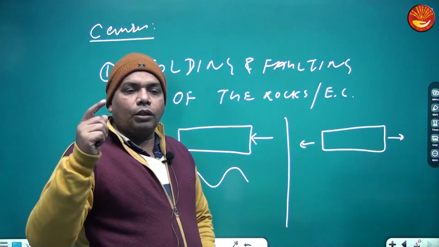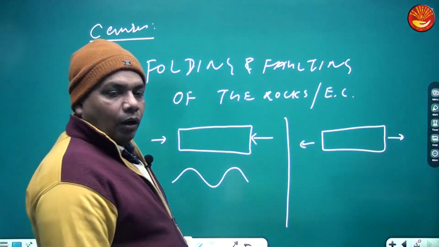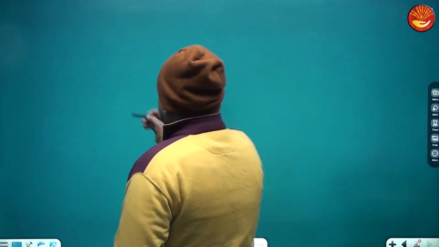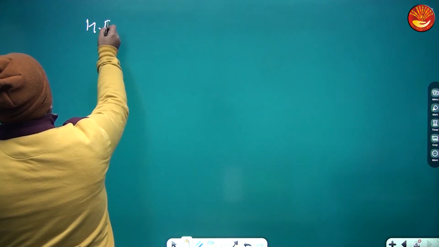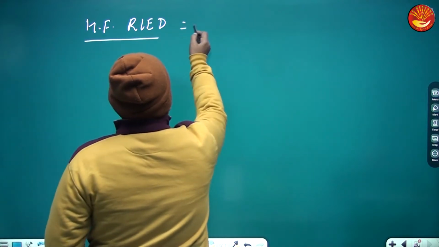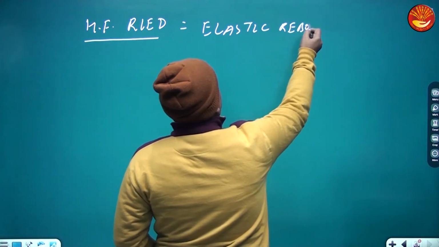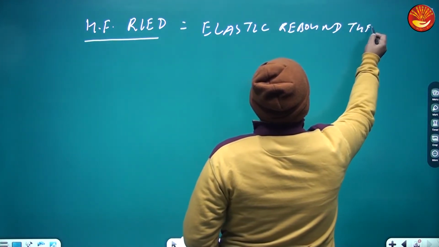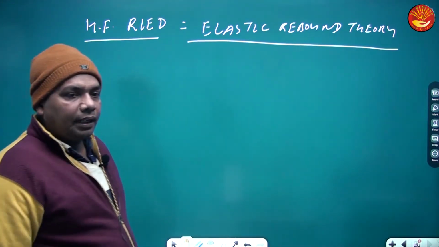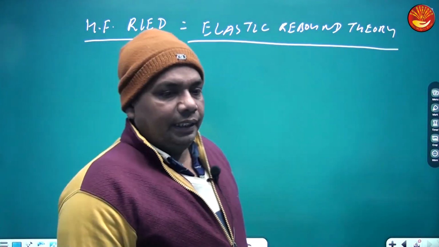So the major cause of the occurrence of an earthquake is folding and faulting of the rocks. It was best explained by H.F. Reid with the help of his elastic rebound theory. Right? Now, let's try to understand what the elastic rebound theory actually is.